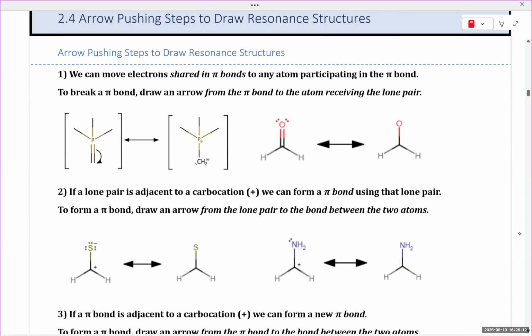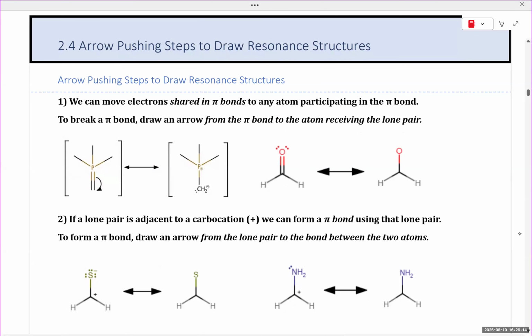Okay, let's talk now about how to draw resonance structures in a systematic way. And let's talk about arrow pushing. This is an important skill that you'll need, as we'll use this same concept when drawing reaction mechanisms.